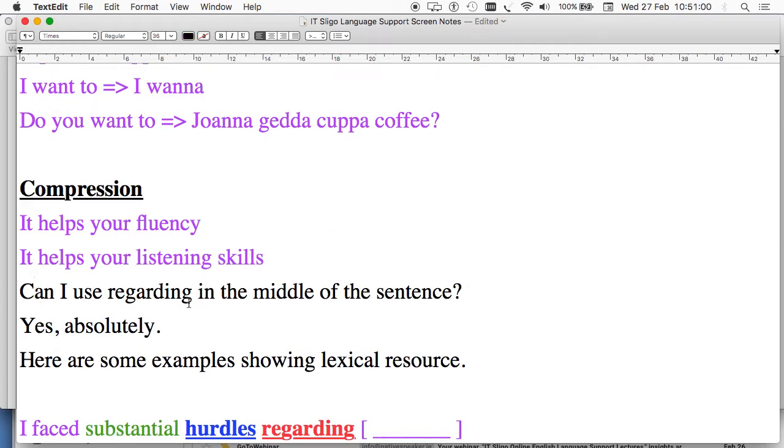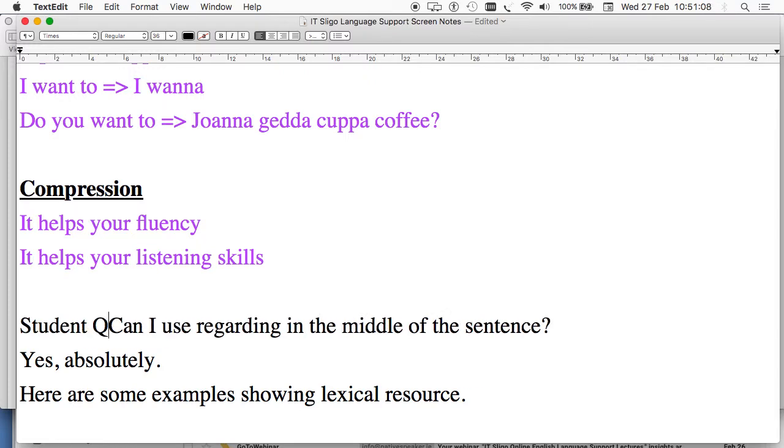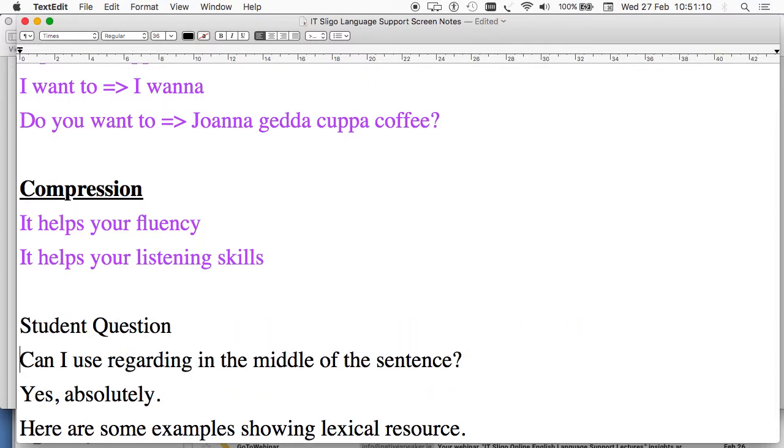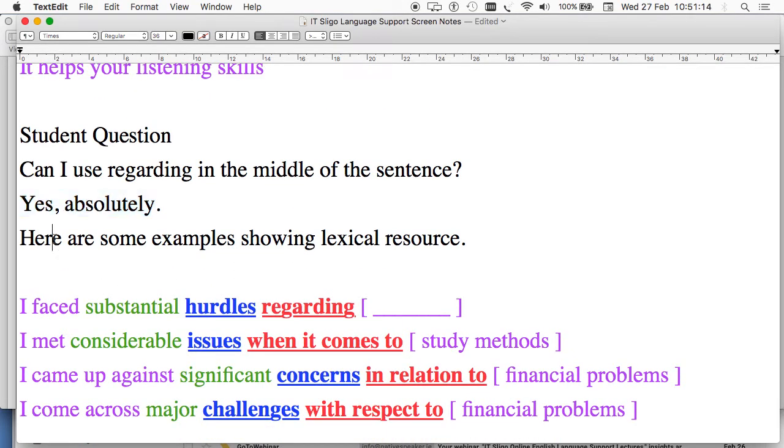Now, a sentence that came up from a student question last night, so I'll just put this here as a student question. Can I use "regarding" in the middle of a sentence? The answer is yes, absolutely. Here are some examples, and we're going to include some focus on lexical resource.